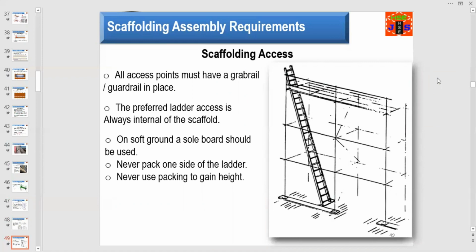These are the important points. Those are related to scaffolding access. If you are interested to know about ladder safety, please click on the link that is appearing on your screen now.